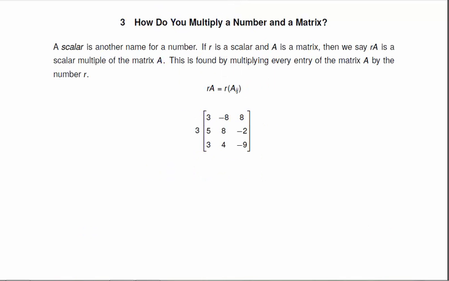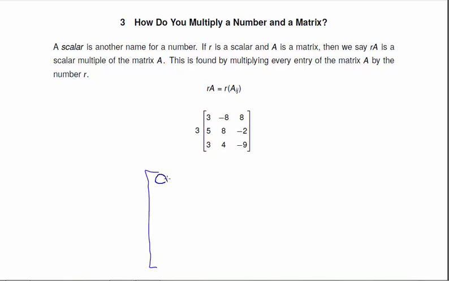The next operation would be multiplying a number and a matrix. A scalar is just another name for a number. And if we have a scalar r and a matrix A, rA is known as a scalar multiple of the matrix A. We find this by multiplying every entry of the matrix A by the number r. So in this example here, just multiply everything by 3.